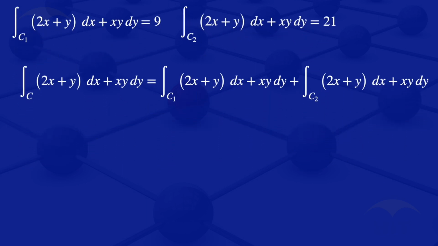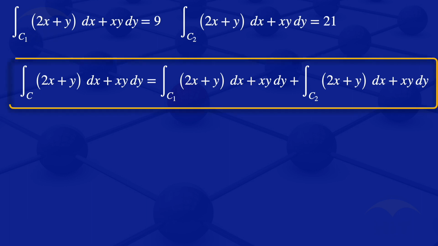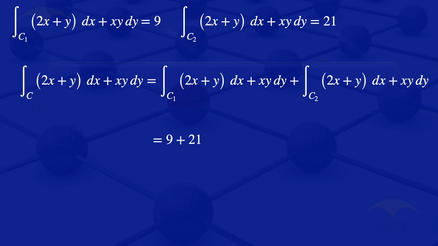So we have obtained the integrals along those two curves that we had split. For our integral along the curve C, that is the sum of those two integrals: the one above is 9, and the other one gives us 21. So to get the required line integral, we add those two: 9 plus 21, which gives us 30. So the integral of (2x + y) dx + xy dy along the curve C is equal to 30.